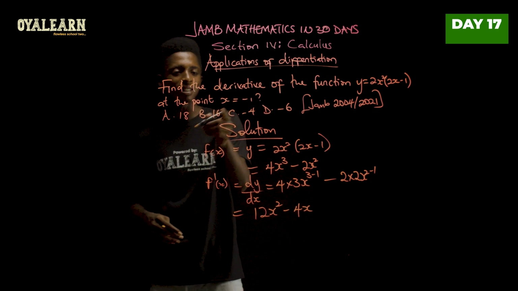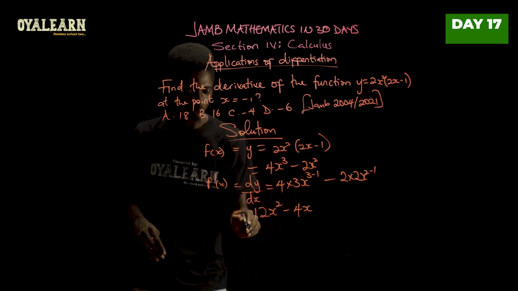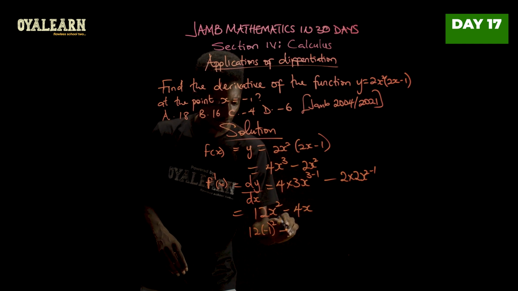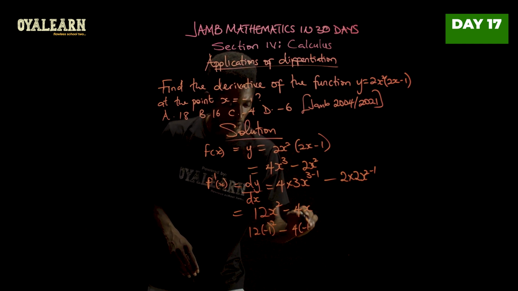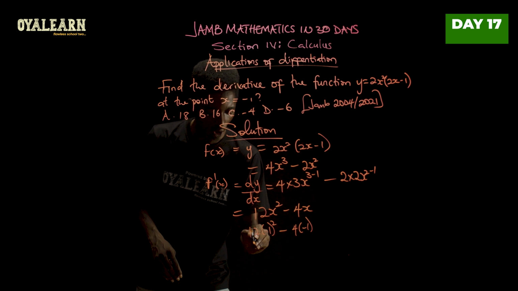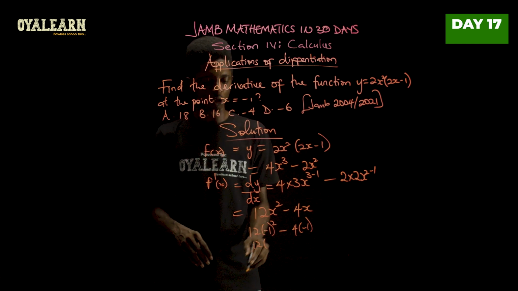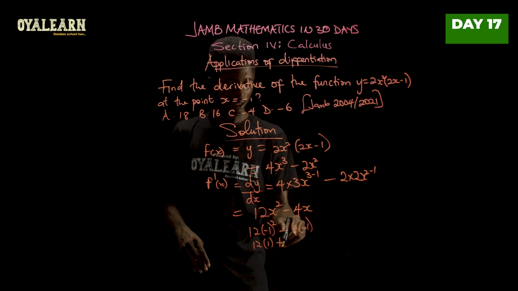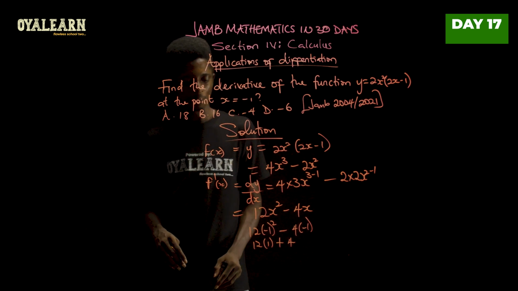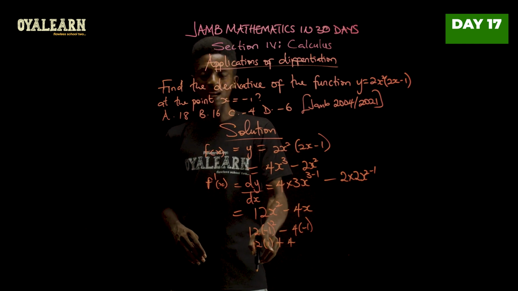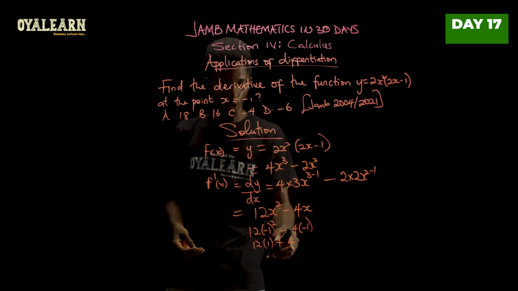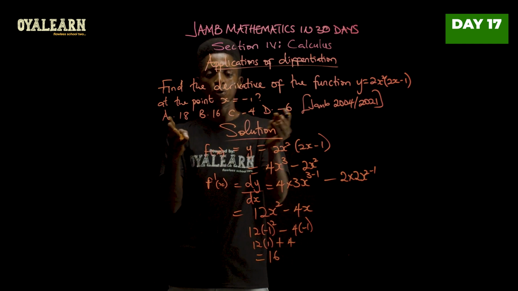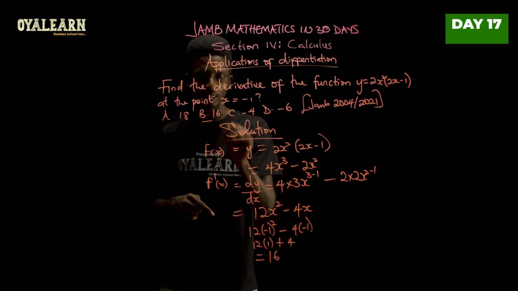So recall that x is -1. So we'll then have 12 into minus 1 squared minus 4 into minus 1. This would give us 12 into, now minus 1 squared is 1. Minus times minus here will give us plus, and 4 times 1 is 4. So 12 times 1 gives us 12. Then plus 4, our final answer will then be 16. And when we look at the options, we will then pick B.